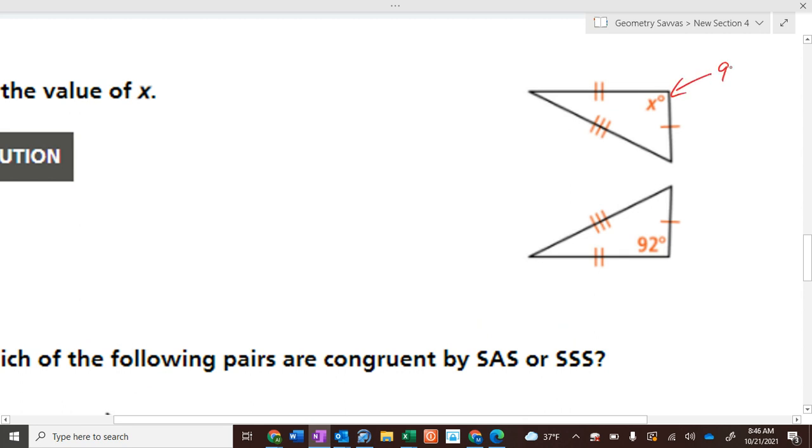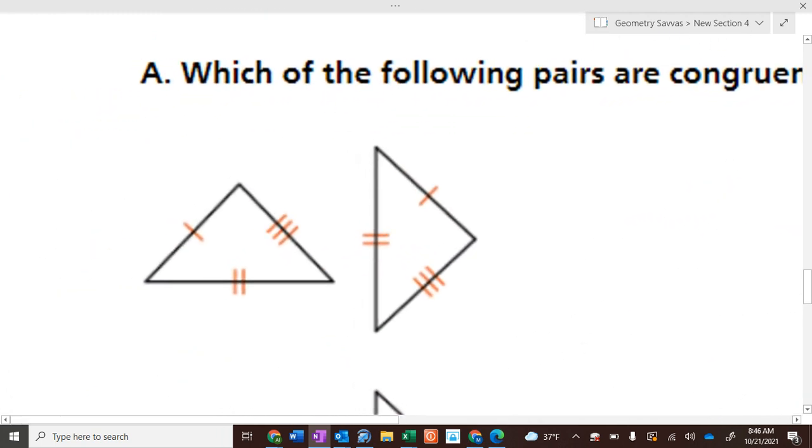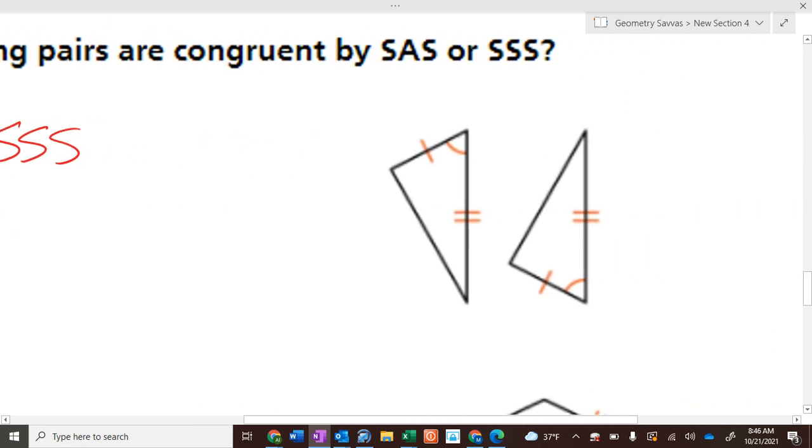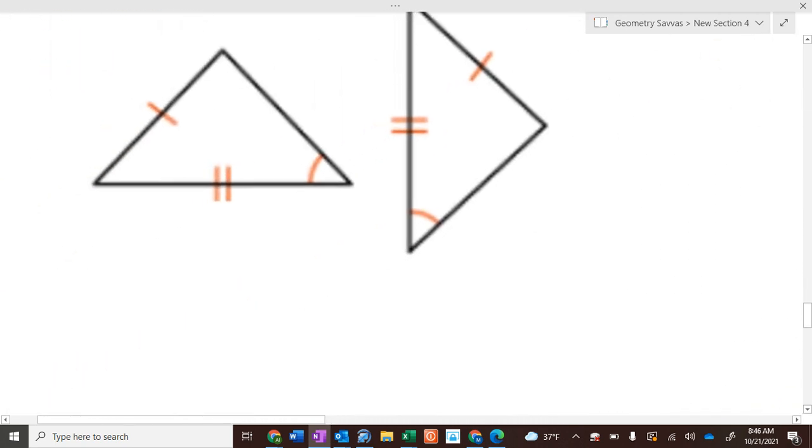92 degrees. That's going to be 92 degrees, because if the sides are congruent, then the triangles are congruent. If the triangles are congruent, the corresponding angles are congruent, and these are corresponding angles. Okay. What type are they congruent, these two? Why? Because they're side, angle, side, or side, side, side? Side, side, side. What about this one? That's side, angle, side. What about this one?